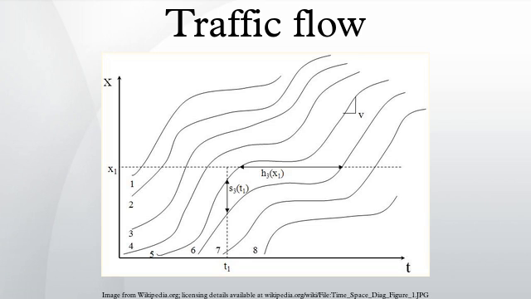In a time-space diagram, the instantaneous velocity, v equals dx/dt, of a vehicle is equal to the slope along the vehicle's trajectory. The average velocity of a vehicle is equal to the slope of the line connecting the trajectory endpoints where a vehicle enters and leaves the roadway segment.